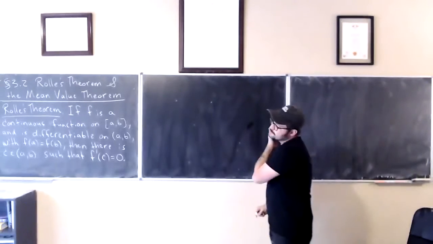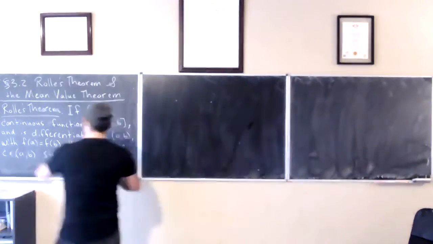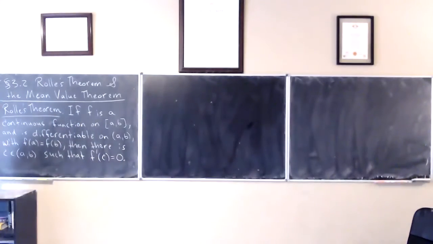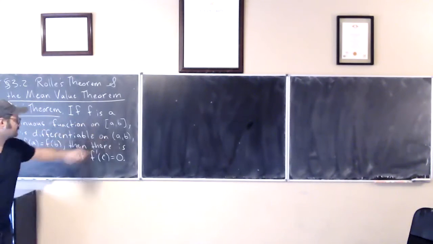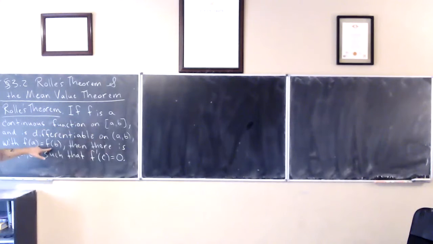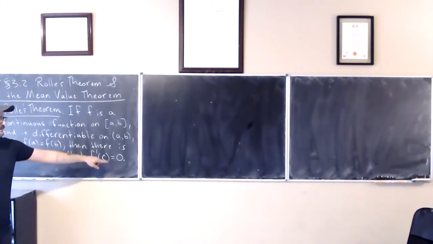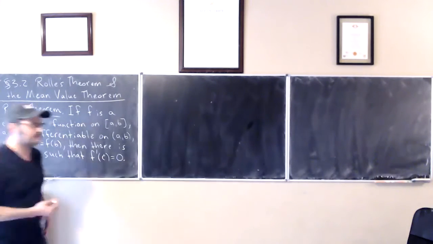Okay, so there's a lot of words going on here, so let's just break it down. So f is continuous on that interval, differentiable on that interval, and we're assuming that f(a) equals f(b). In that case, there must be a c so that f prime of c is equal to 0 in that interval. So why would that make sense?